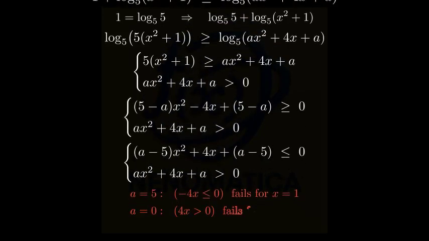If a equals 0, the second inequality becomes 4x greater than 0. So x must be positive, which fails for x equals -1. So a equals 0 does not work. From here, we follow the standard approach shown in the model solution.